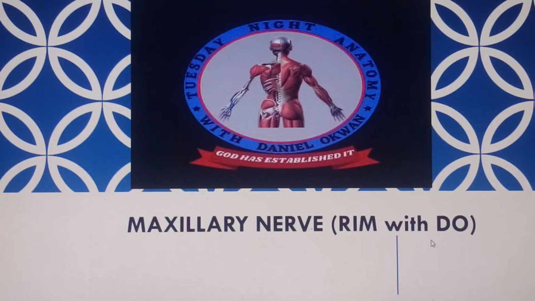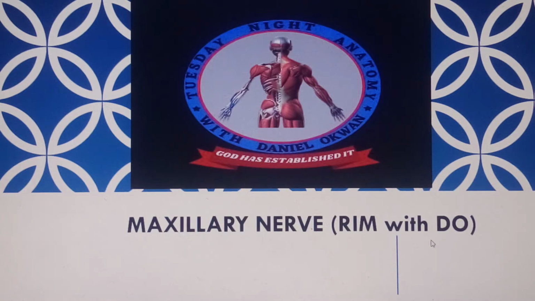Then of course, we also said that the thickest or the largest division of the trigeminal nerve, which we've already done, that's the third division, that is of course the mandibular nerve. We said that the mandibular nerve will leave the cranial cavity through what we call the foramen ovale. But of course, the intermediate one, by way of size, leaving the cranial cavity through the foramen rotundum, is what we call the second division of the trigeminal nerve. And that's the maxillary nerve we are going to do today.